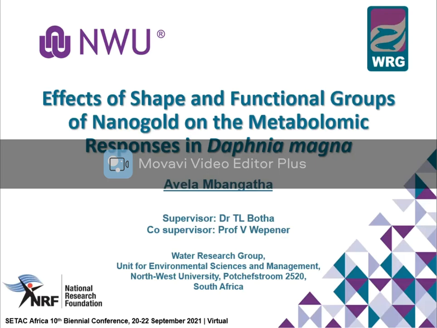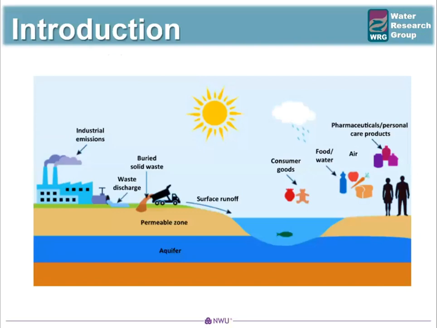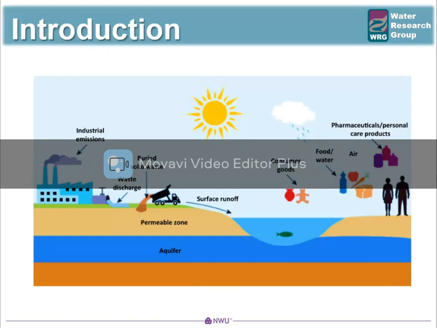Hi everyone, I'll speak about the effects of shape and functional groups of nanogold on the metabolomic responses in Daphnia magna. The release of nanomaterials into the environment has potential harmful effects on the aquatic ecosystem. However, there's still limited information regarding harmful effects of these nanomaterials, especially at the molecular level.